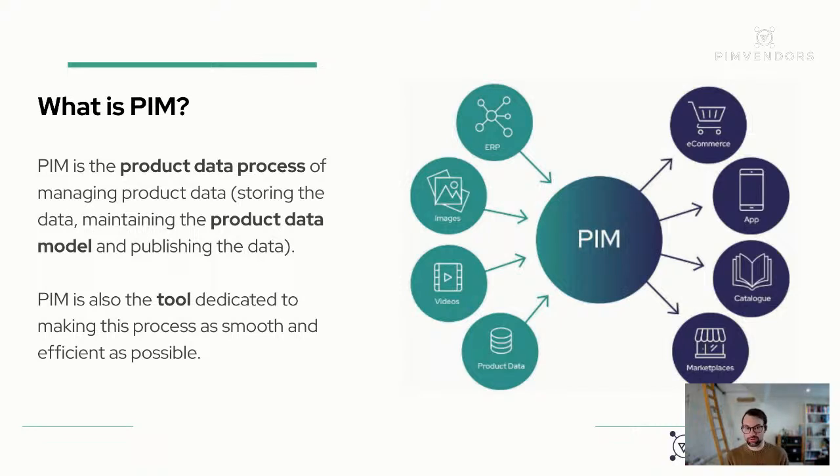So you see on the right-hand side as well, you see input sources here, you see the PIM in the middle. So information could come from your ERP, could come from images, videos, suppliers that supply you with product data. And then, of course, it can also go and be published to your downstream channels, internal channels like your e-com platform, an app, maybe a print catalog, and of course, the many, many marketplaces we have.